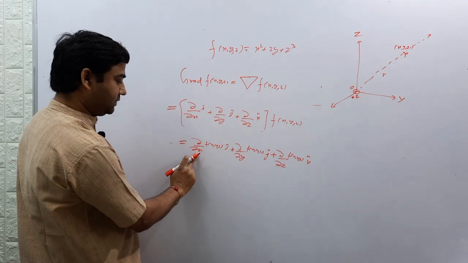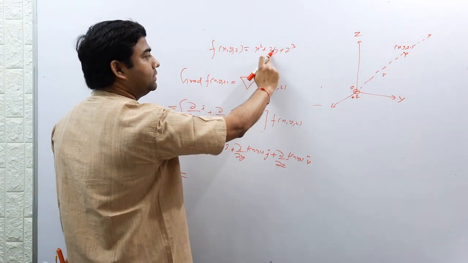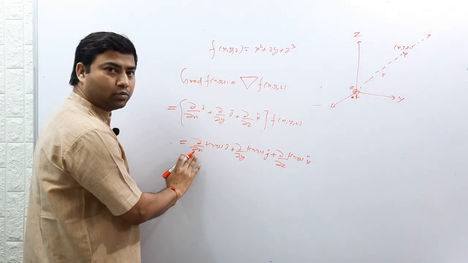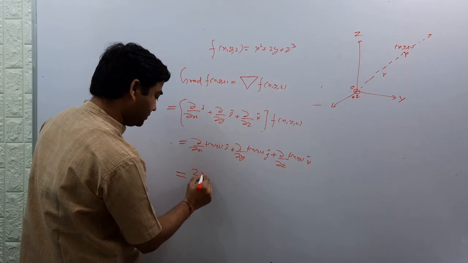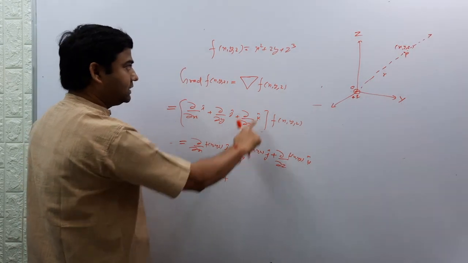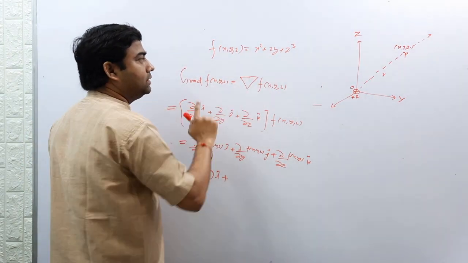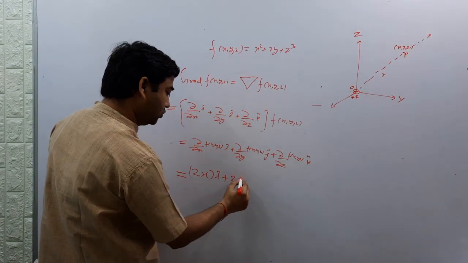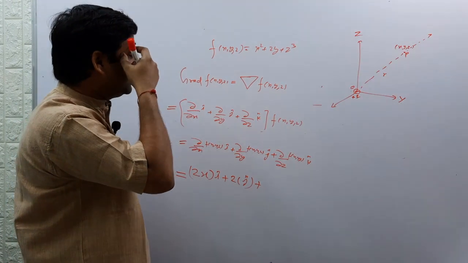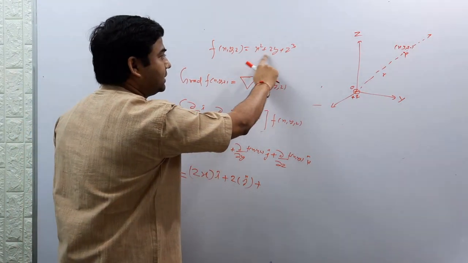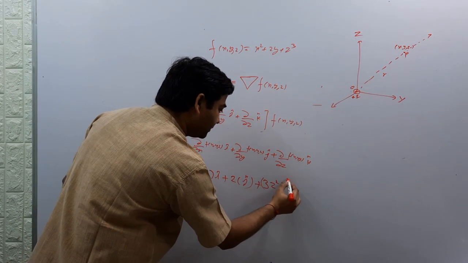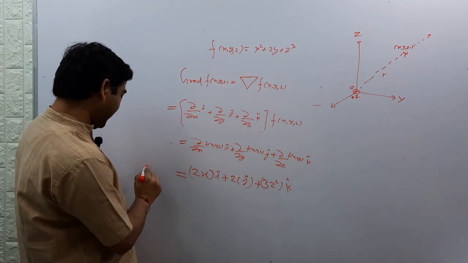So this is partial differentiation with respect to x. So these two terms will be constant. Y and z are constant for partial differentiation with respect to x. So it will be 2x i plus partial differentiation with respect to y. So x and z will be constant. This is 2j plus partial differentiation with respect to z, that is x and y will be constant. This is 3z square k. So this is grad f.